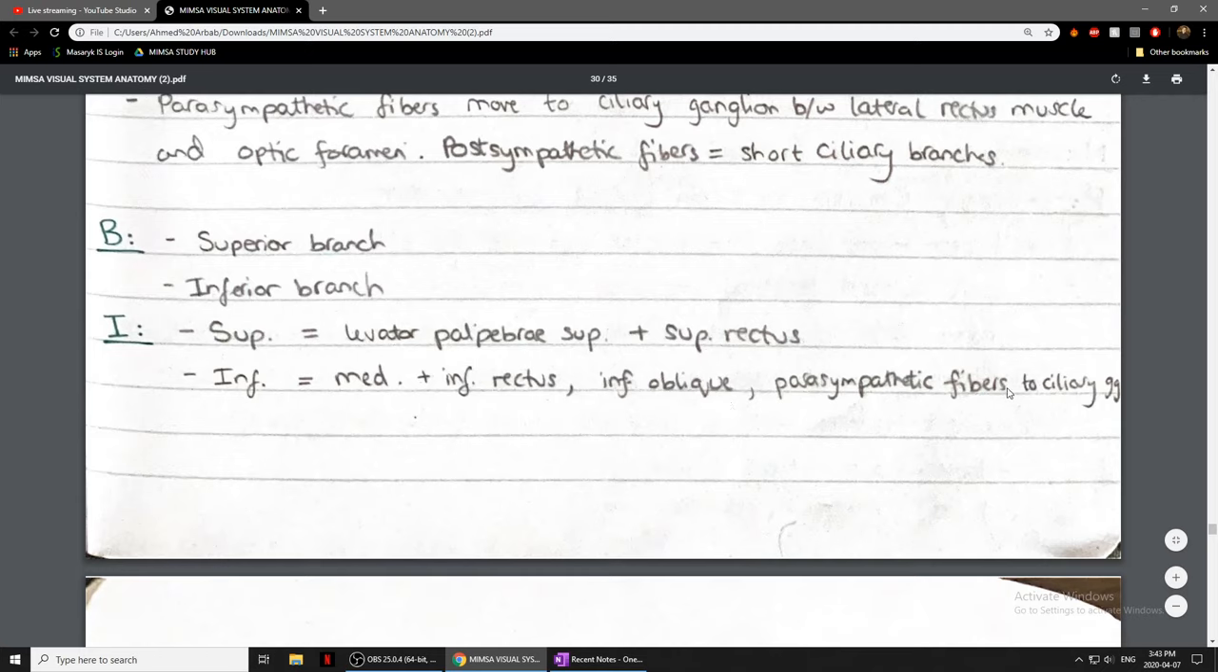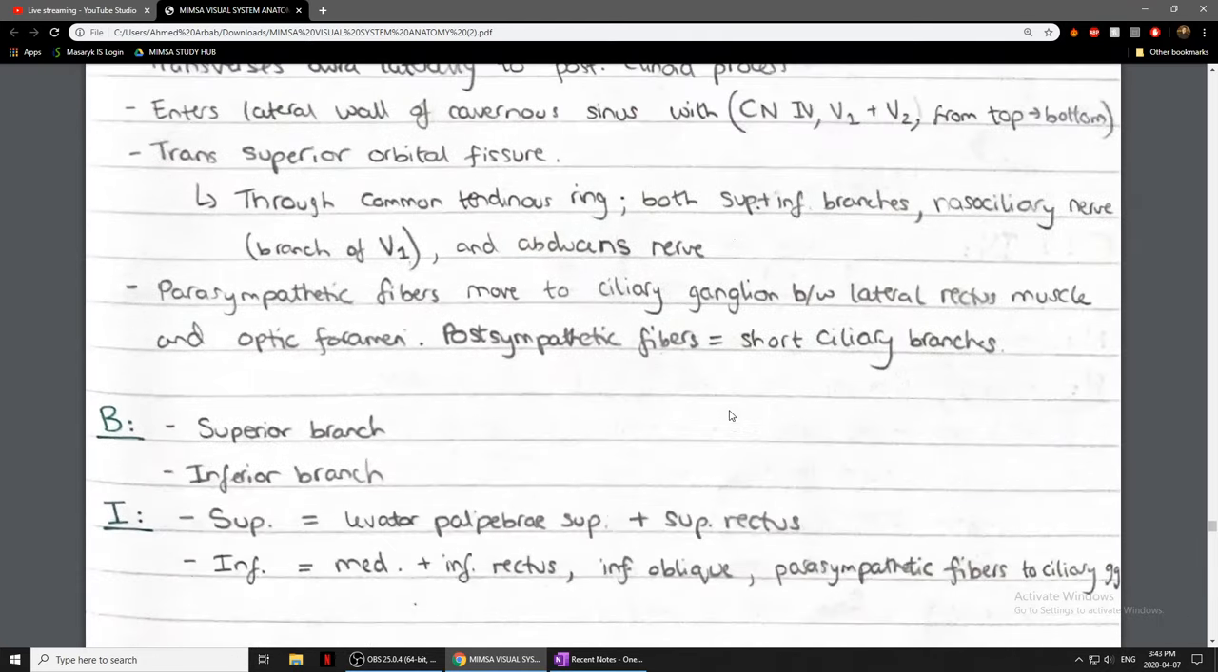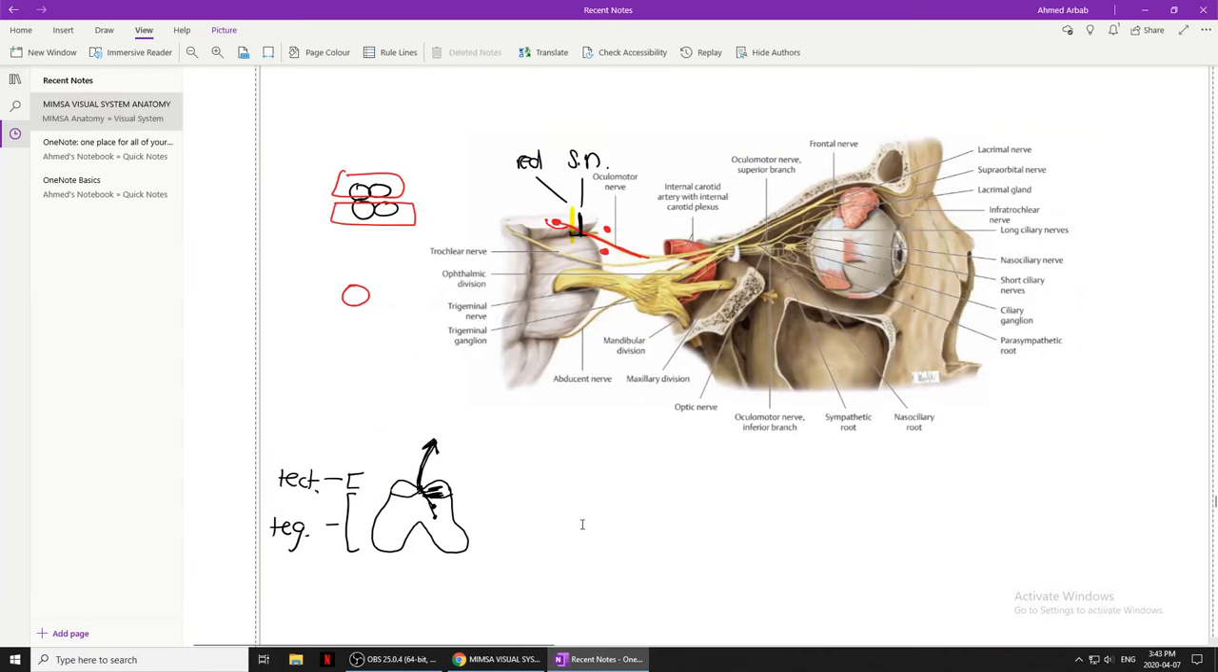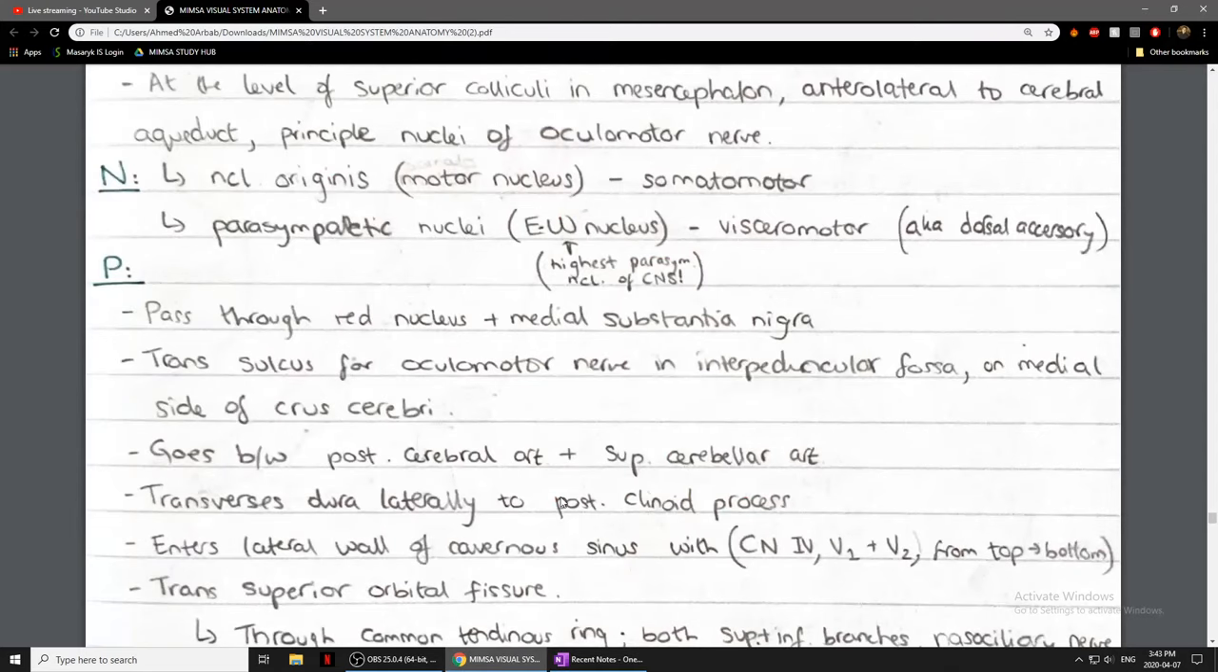ciliary ganglion. So we said that the fibers of the oculomotor nerve, as they exit the brainstem, contain both somatomotoric fibers from the nucleus oculomotorius and visceromotoric fibers from the parasympathetic nucleus, Edinger-Westphal. Let me write that down for you guys if you want to know how it's spelled. I think that's how it's spelled. So both these two different types of fibers join into one nerve. They obviously have different functions, so that means that they have different innervation points.